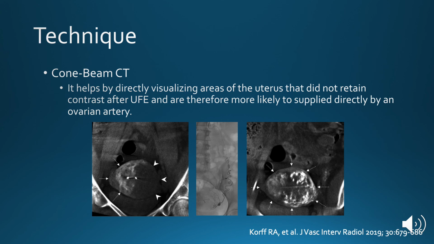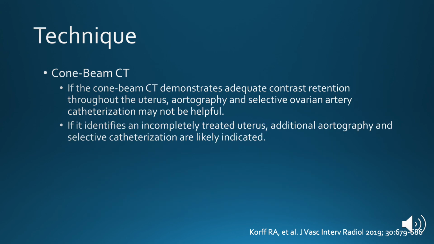They have suggested that if the cone beam CT demonstrates adequate contrast retention throughout the uterus, then aortography and selective ovarian artery catheterization may not be helpful or necessary. But if it identifies an incompletely treated uterus, then additional aortography and additional selective catheterization may in fact be more likely indicated.